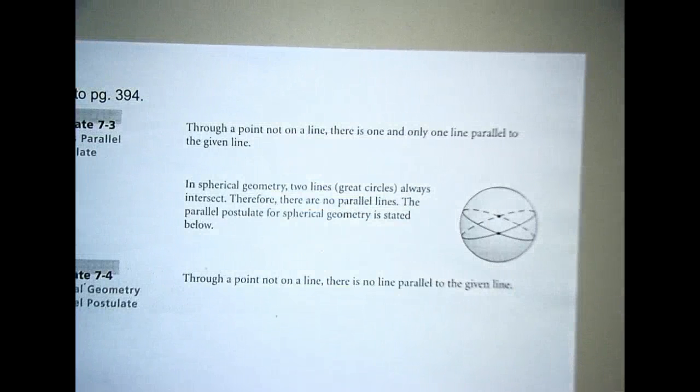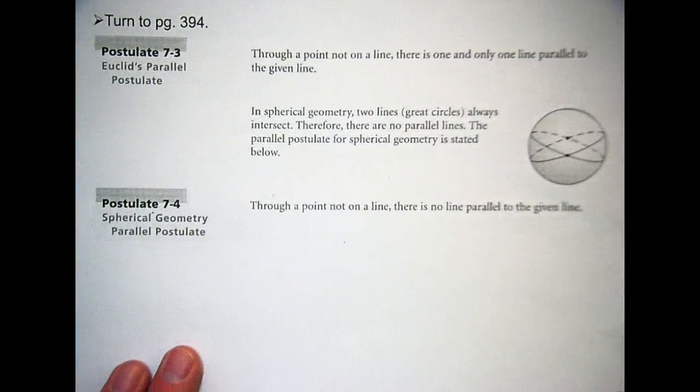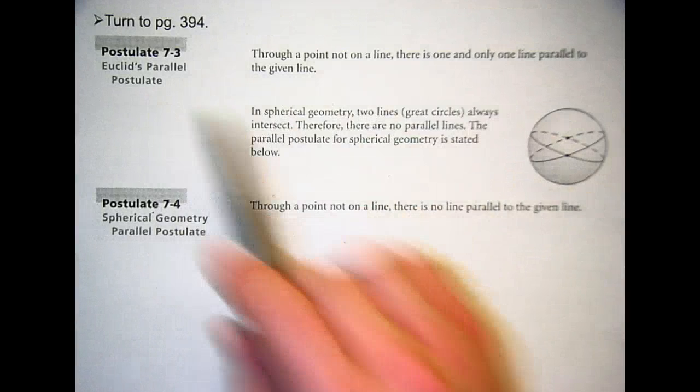Let's move on. I'll come and help you when we start putting the rubber bands on there. Okay, postulate 7.3. Everyone take a look at page 394. Okay, volunteer to read postulate 7.3. Allie: Through a point not on a line, there is one and only one line parallel to the given line. Okay. That is Euclid's parallel postulate.